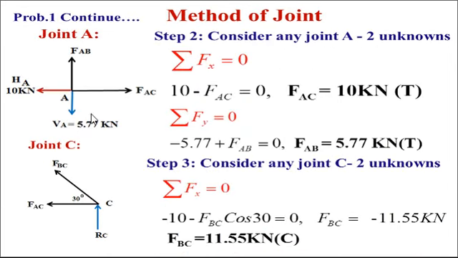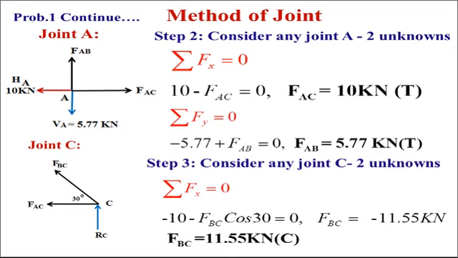Now second part, then you should proceed joint to joint. Here we are going to use ΣFx = 0 and ΣFy = 0, only two conditions, because at a joint only two conditions can be applicable. Moment is not applicable at a joint. So while selecting a joint, there should not be more than two unknowns, because we are going to use only ΣFx = 0, ΣFy = 0. So more than two unknowns should not be there.